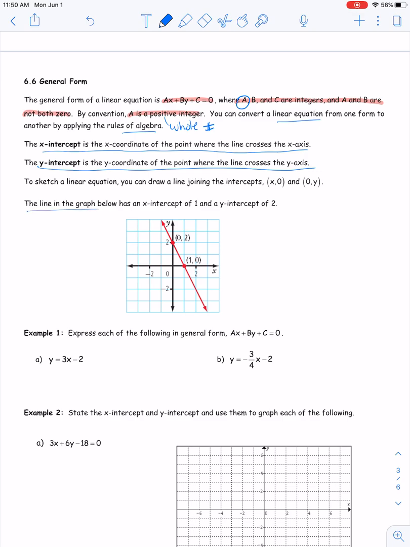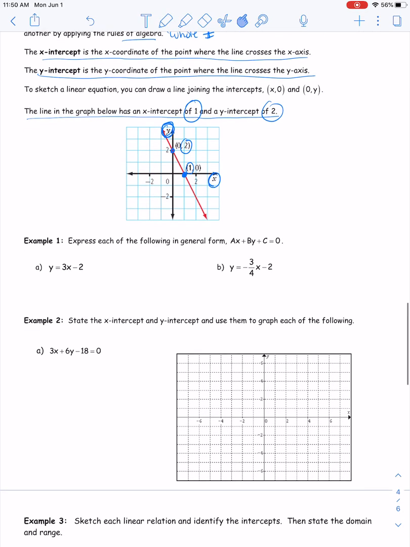So the line in the graph below has an x-intercept of 1 and a y-intercept of 2. So that's x. X-intercept means it crosses the x-axis at 1, which is exactly what it's saying. And this is my y-intercept. If you look, it tells you that that's y, crosses at 2. Okay, so that's all it's saying. We're going to need that for later.